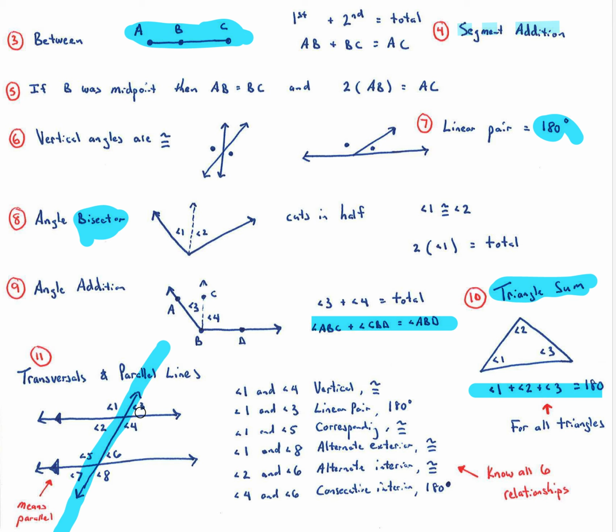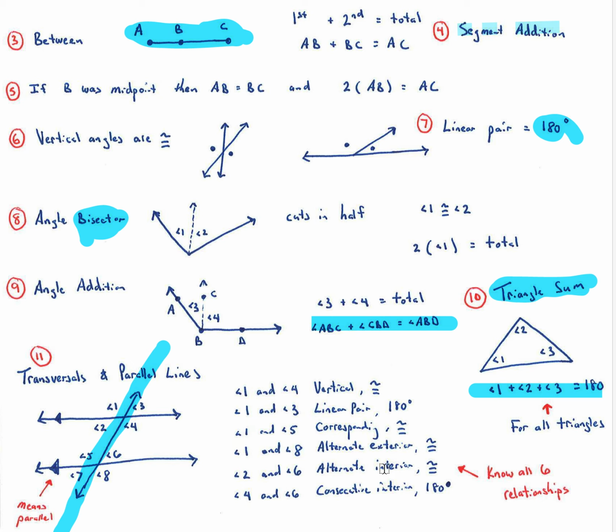And now we can start working with the 2 parallel lines, so we can compare the top 4 and the bottom 4. For instance, angle 1 and angle 5, they're corresponding. They're both on the top left. Angle 1 and angle 8, they're alternate exterior. They're also congruent. Angle 2 and angle 6 are alternate interior, and they're inside the parallel lines, and they're also congruent. And then angle 4 and angle 6, well, those are consecutive interior or same side interior, and they're 180.